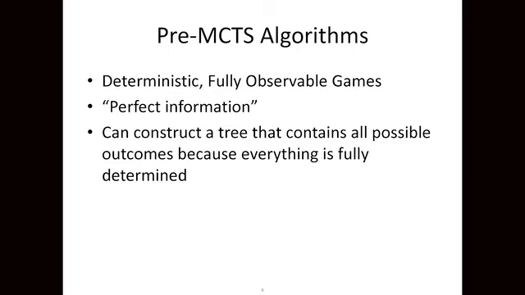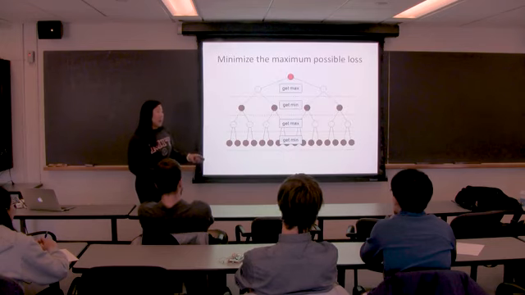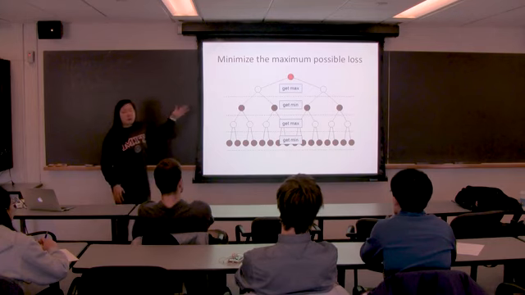So these pre-MCTS algorithms cover deterministic, fully observable games, like we said earlier. The nice thing about these games is that they have perfect information, so you have all of the states that you need, and there's no opportunity for chance. And so the idea is that we can construct a tree that contains all possible outcomes because everything is fully determined. One of the algorithms to address this is Minimax, which you might have heard before. The idea of Minimax is to minimize the maximum possible loss.